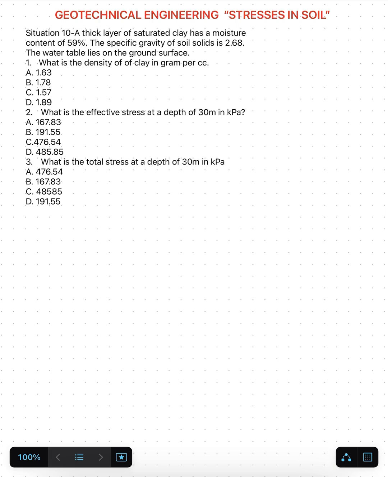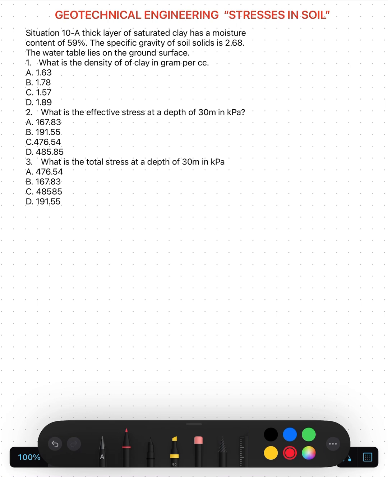A thick layer of saturated clay has a moisture content of 59%. The specific gravity of soil solid is 2.68. The water table lies on the ground. What is the density of clay in gram per cc? Next, what is the effective stress at a depth of 30 meters in kPa? Next is the total stress at the depth of 30 meters in kPa.